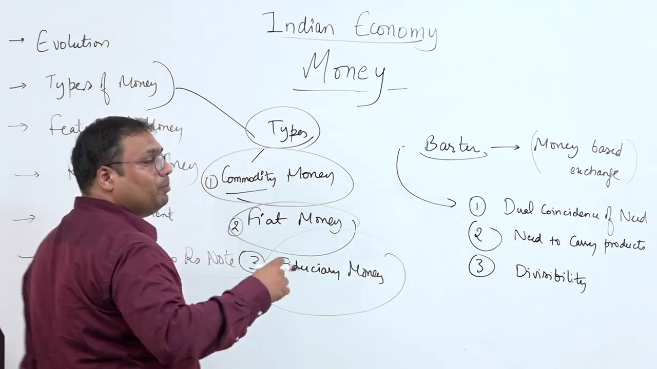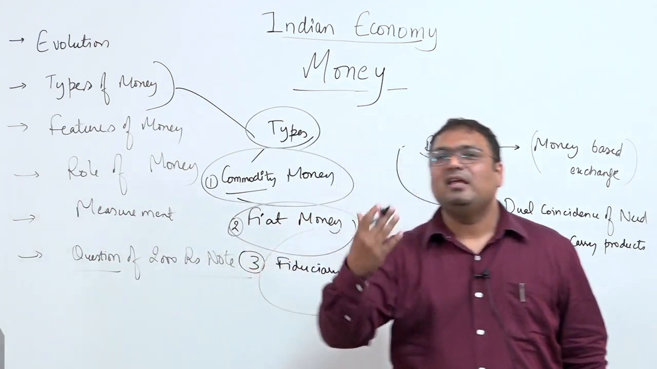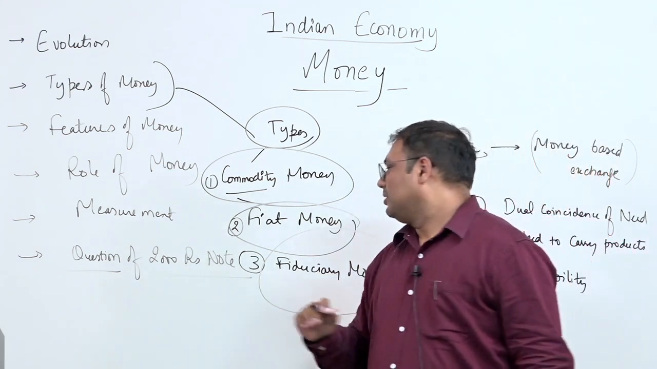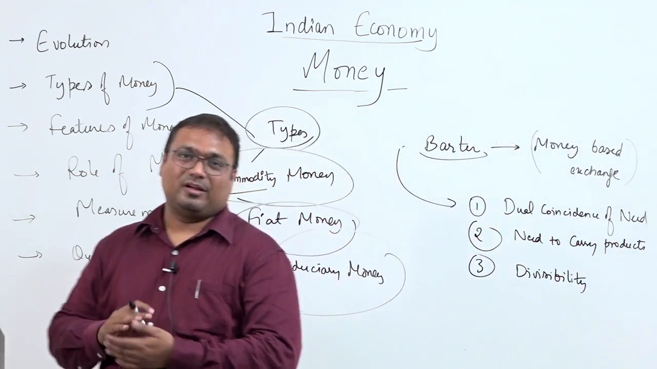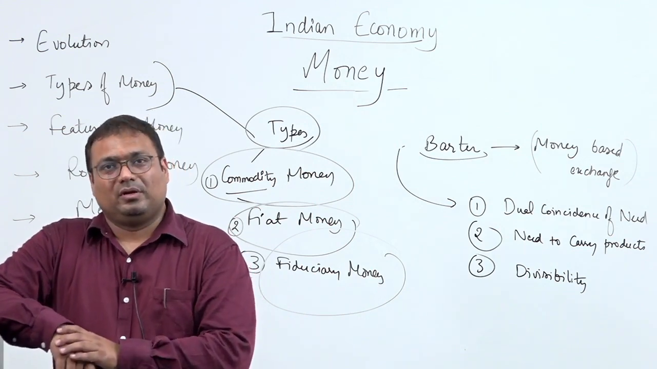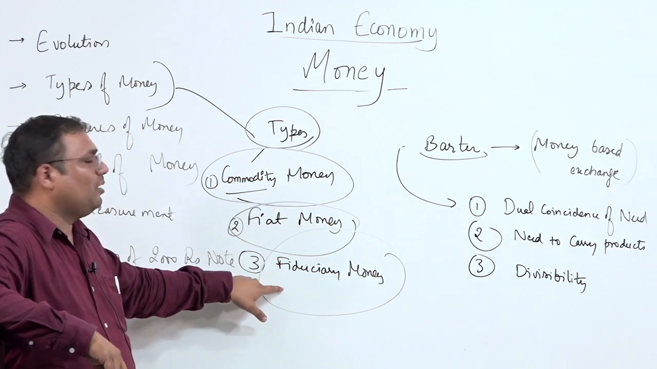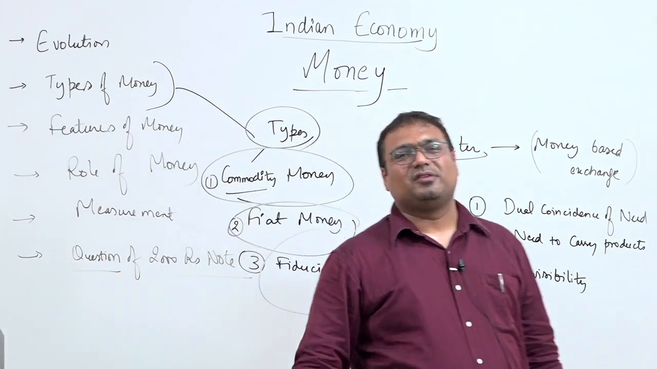Fiduciary means by trust. So fiduciary money means any mode of payment which people trust, which people accept. So that is fiduciary money. An example is Bitcoin. People accept Bitcoin because they believe it is valuable, otherwise it has no legal backing. Bitcoin is an example of fiduciary money, or any other digital currency, by the way.